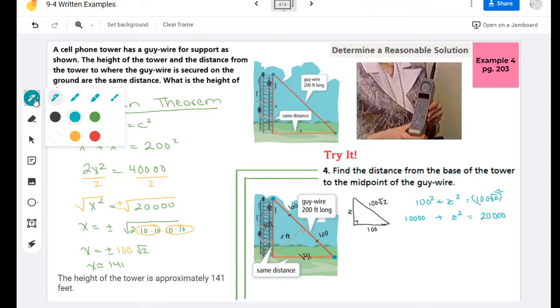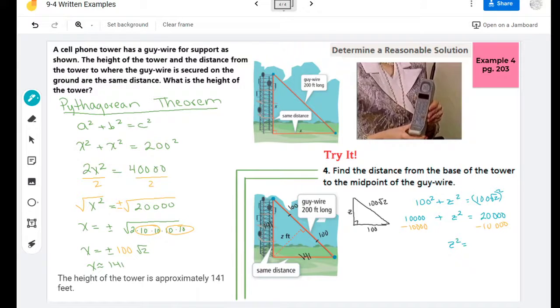Alright, so now to solve for z squared, the first thing I'm going to do is subtract 10,000 from each side. So I get z squared equals 10,000. And then I'm going to take the square root of each side. And remember, if ever you take a square root, you need to put a plus or minus, or else you're eliminating a potential answer. So I have z equals the positive or negative. 10,000 is like 100 times 100, right? That's how we got it up over here.